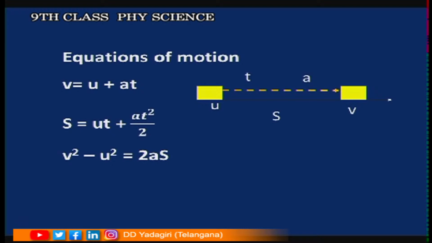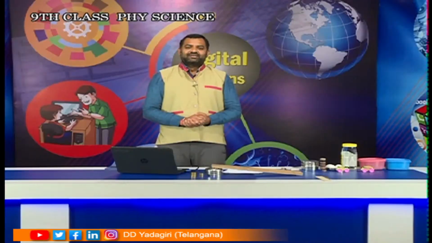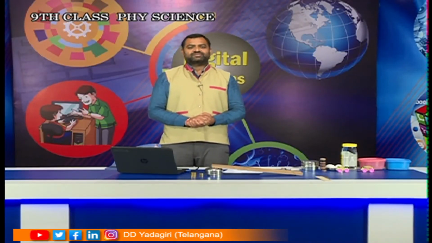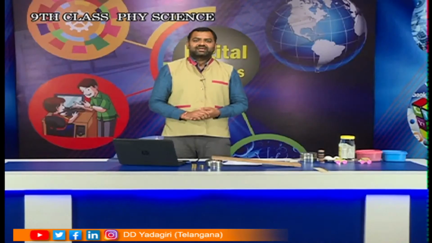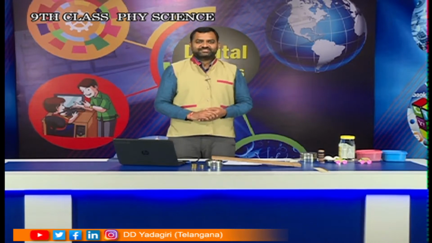v = u + at, s = ut + half at squared, v squared minus u squared = 2as. Many of you wonder, if we are doing Newton's laws in this class, what Newton may have studied when he was in class 9. Observe the motion of this object.